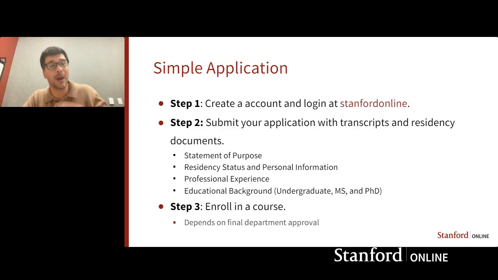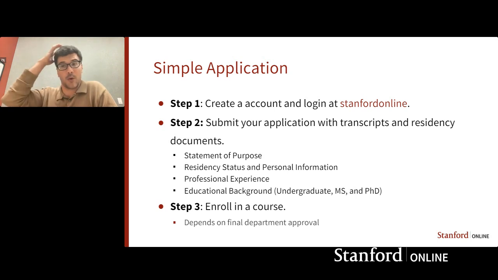So with that in mind, what is the application like? Again, it's not like applying for a master's degree. There is an application. It is more intensive than what you have to do for the professional program, and Petra will go into that. But you will go to our website, you'll create an account, you'll submit a non-degree option application. That's what this program is called. Involved in that is a basic statement of purpose. I'm going to come back to what's involved in that. We need to have some personal information and residency documents.